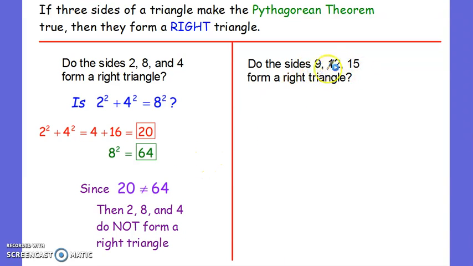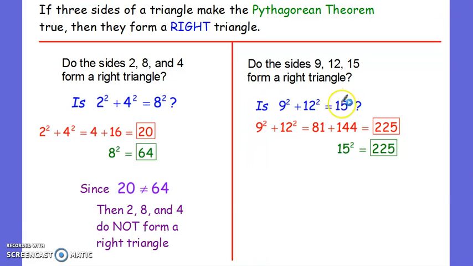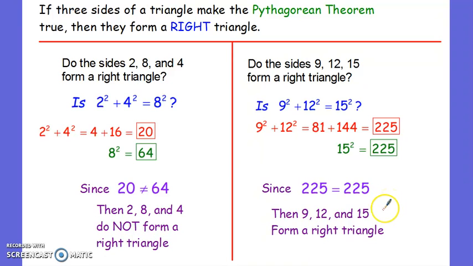9, 12, and 15 on the other hand, again 15 is the largest side, so let's plug that in as the hypotenuse. And they both come out to 225. 9 squared plus 12 squared is 225. 15 squared is 225. Which just tells us, again, that 9, 12, and 15 form a right triangle. Kind of a nice way to use that Pythagorean theorem.